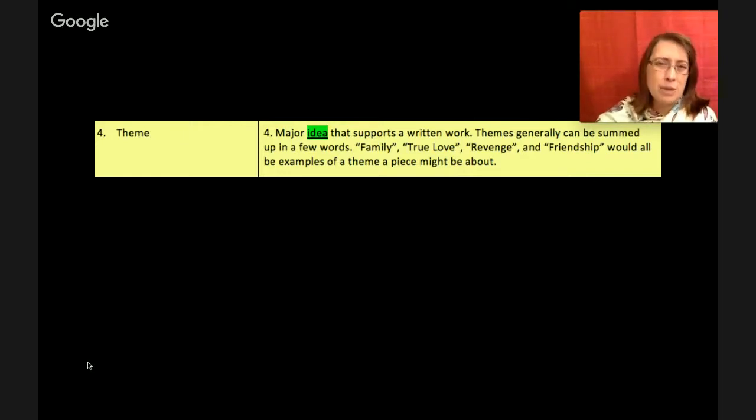You know, it's like what you'd find in a fortune cookie or Hallmark card. It's just a quick idea. What's the lesson that the story is teaching?